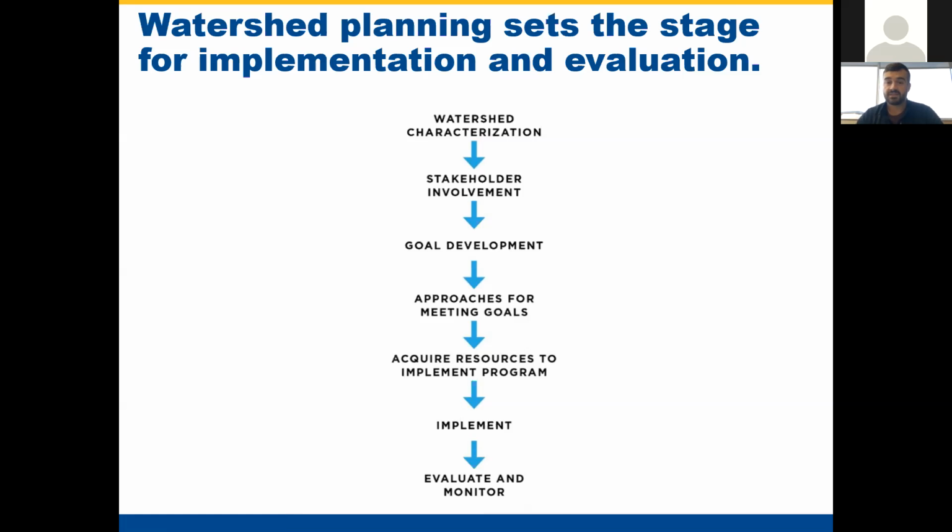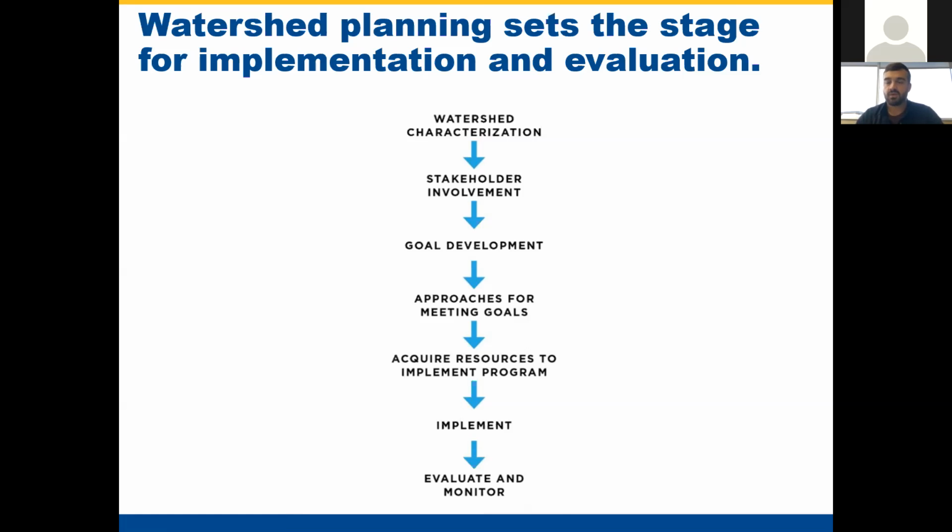So that's kind of that next step. And currently we're probably right in between that, approaches for meeting goals and acquiring resources. So we know our goals, we know how we want to reach them, so we make this watershed plan, right? It's our roadmap to get to that endpoint. So next step, we need to get those resources to help our producers and implement some of these ideas that we have. And that's where it goes into the implementation.